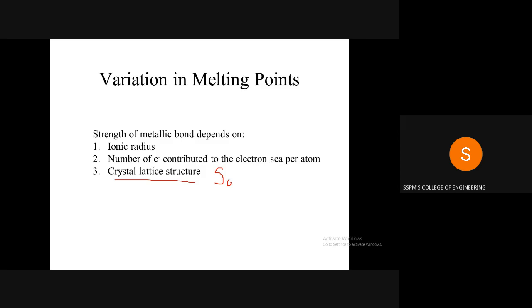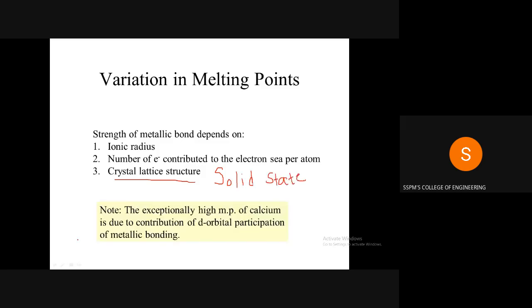So, an exception: the high melting point of calcium is due to the contribution of d orbital participation in metallic bonding. Remember this exception. Melting point decreases down the group. Down the group, melting point will decrease.